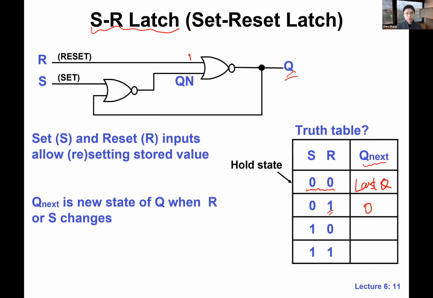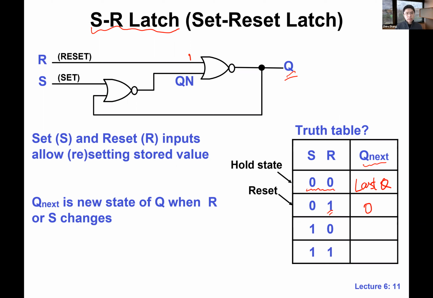Okay, so we just talked about this, right? The first row is called hold. We're going to use this term hold. It's basically holding the state, when both of them are 0. The second one is when R, the reset signal, is 1, we are resetting. We reset this latch, so we're going to write 0 into this latch.